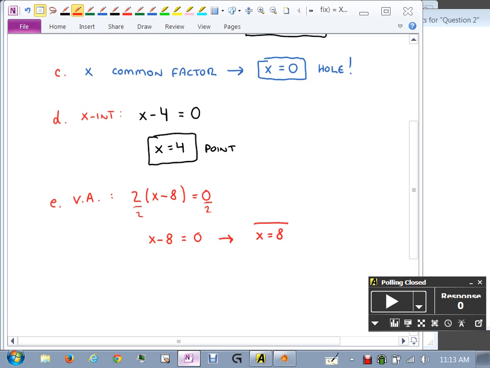And what is this going to represent? Vertical asymptote. So this is going to be that vertical dotted barrier. That vertical barrier forces our function to go up or down, remember? Okay, next step.